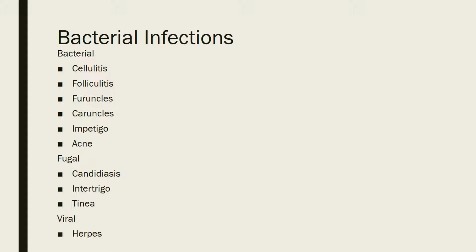Carbuncles involve many hair follicles and can include multiple pustules. Carbuncles may cause fever, malaise, leukocytosis, and bacteremia. A lot of times the healing of the carbuncles often produces scar tissue.